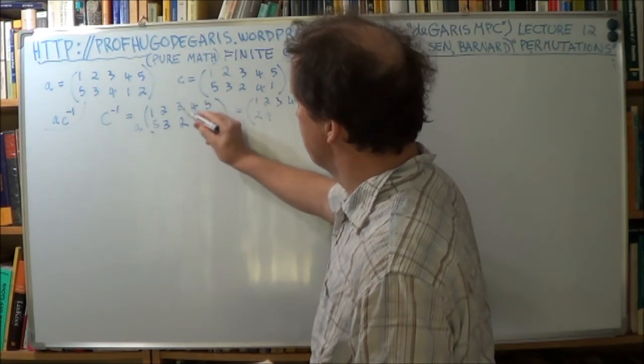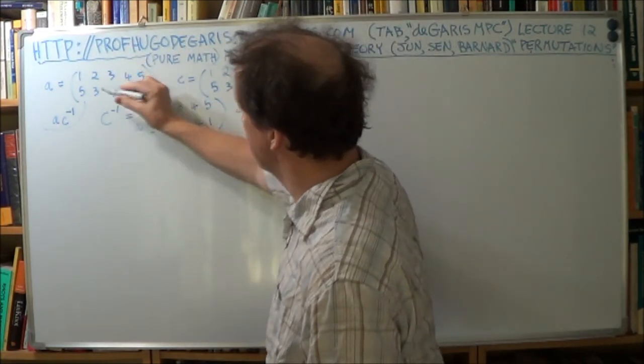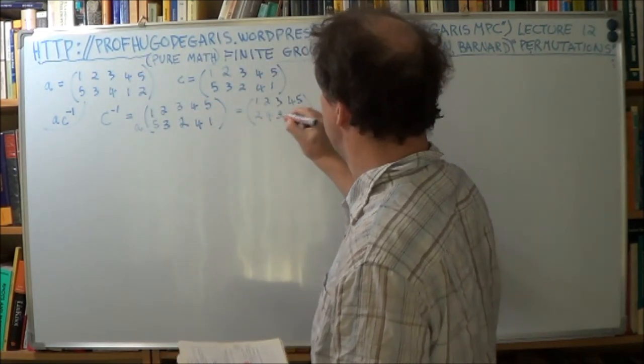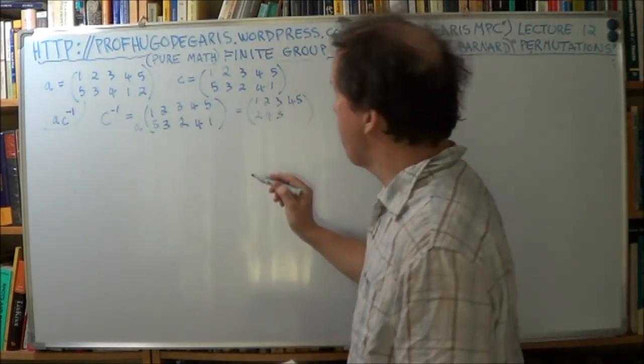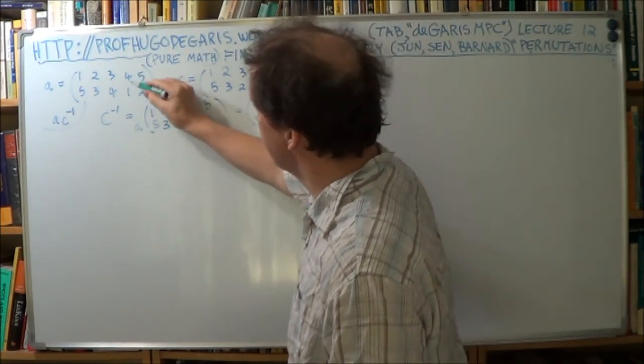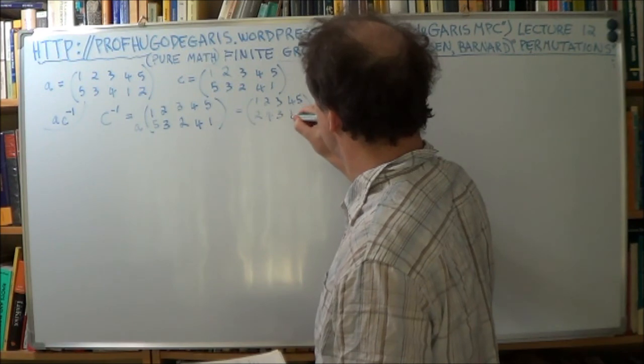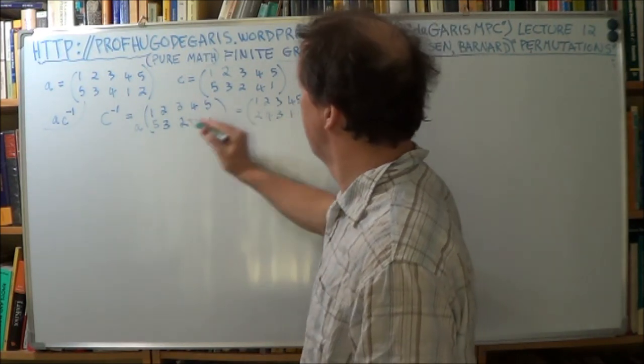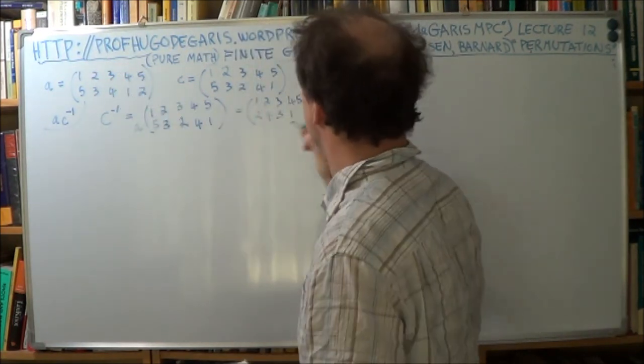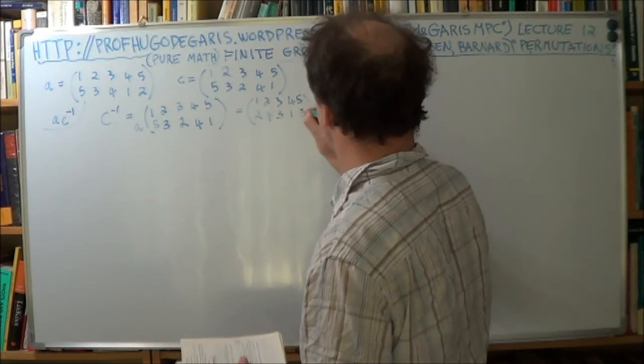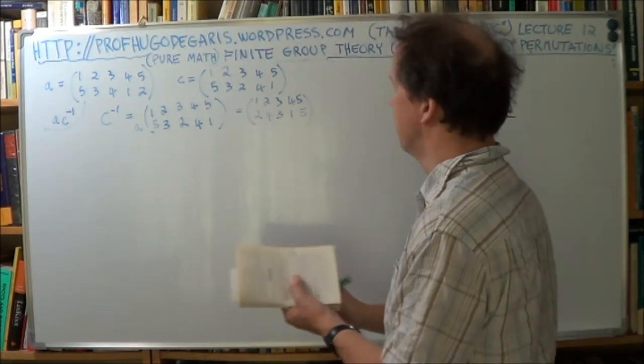Alright, 3 goes to 2 and 2 goes to 3. So 3 goes to 3, so no net effect. 4 goes to 4, 4 goes to 1. So 4 goes to 1. And 5 goes to 1 and 1 goes to 5. Alright, so there's your answer.